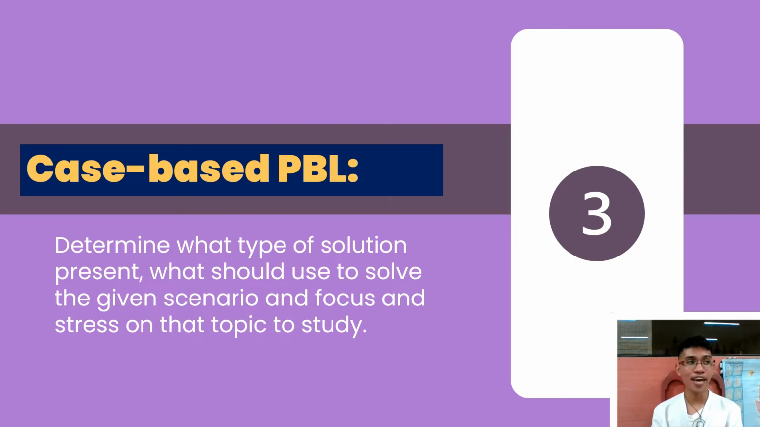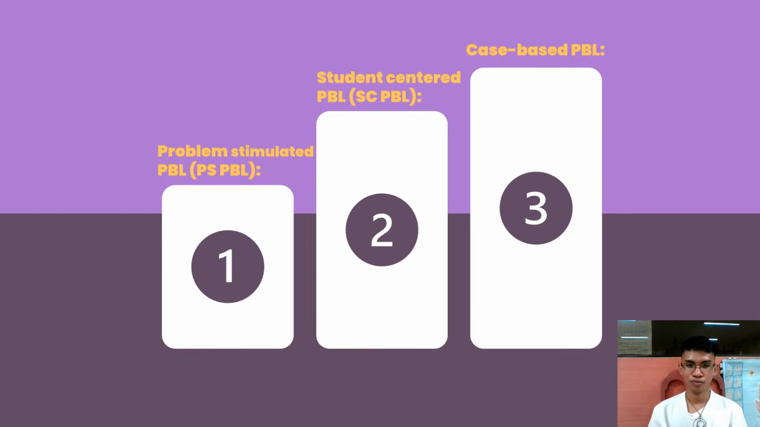The third type is called case-based PBL, or the case-based problem-based learning. It determines what type of solution is present, what we should use to solve the given scenario, and focuses and stresses on the topic to study. This is also called learning by design, in which you are given a situation and you must make use of alternative solutions so that you can solve a case or a problem more effectively. Again, the three types of problem-based learning are problem-stimulated problem-based learning, the student-centered problem-based learning, and the case-based problem-based learning.